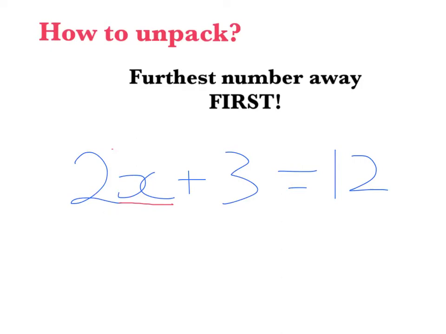In this case, the thing furthest away from the x is my positive 3 here, or my add 3. I must deal with the thing furthest away. I like to think of it like a giant pile of books, and underneath it is your iPhone, okay? In order to get to your iPhone, you don't just take away the books that are right on top of it, you can't get to them yet. You have to take away the things furthest away.